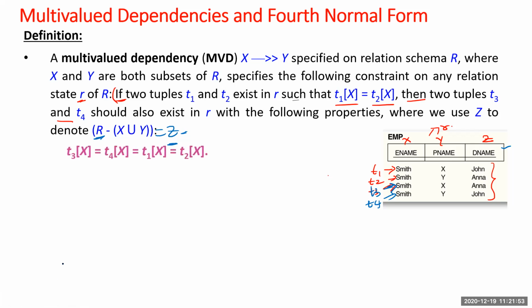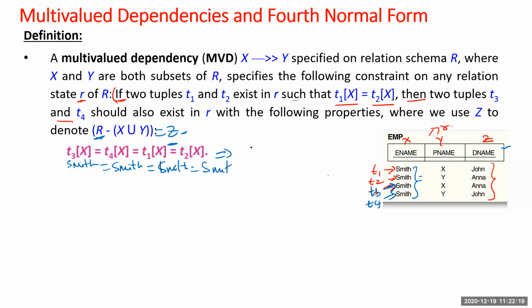Then the condition. If T3 of X is equal to, so that means I'm just checking all these are equal to each other. See, T3 of X is Smith, equal to T4 of X. Who is this? Smith only, right? T4 of X is Smith. T1 of X, Smith. T2 of X, Smith.